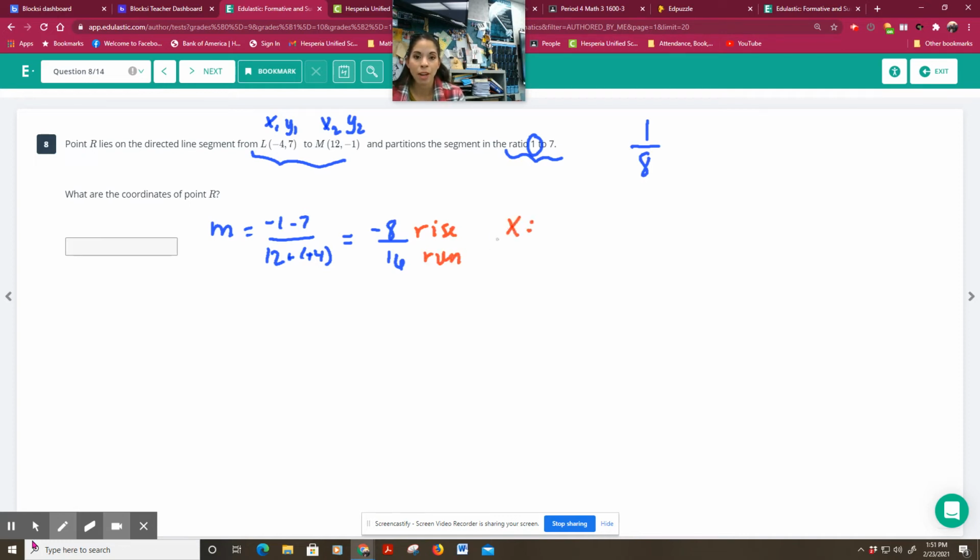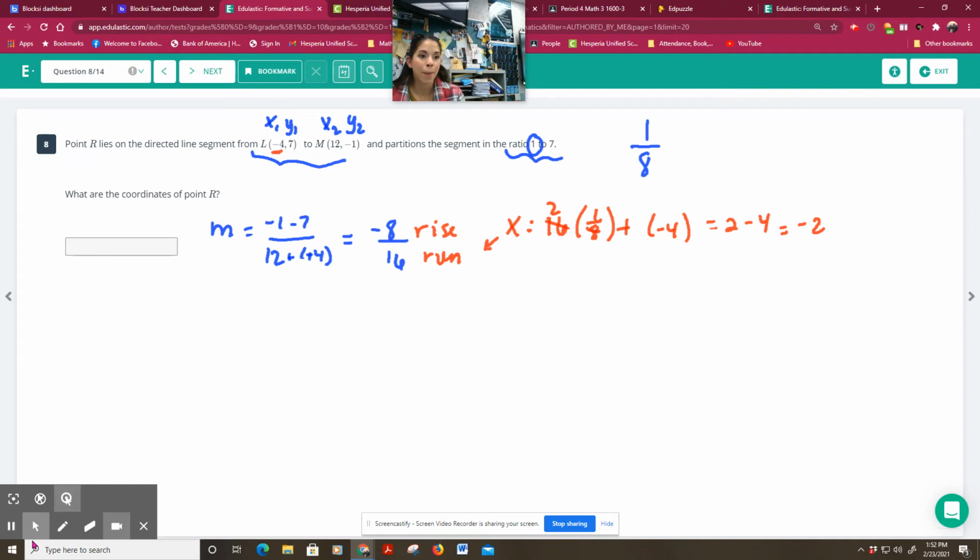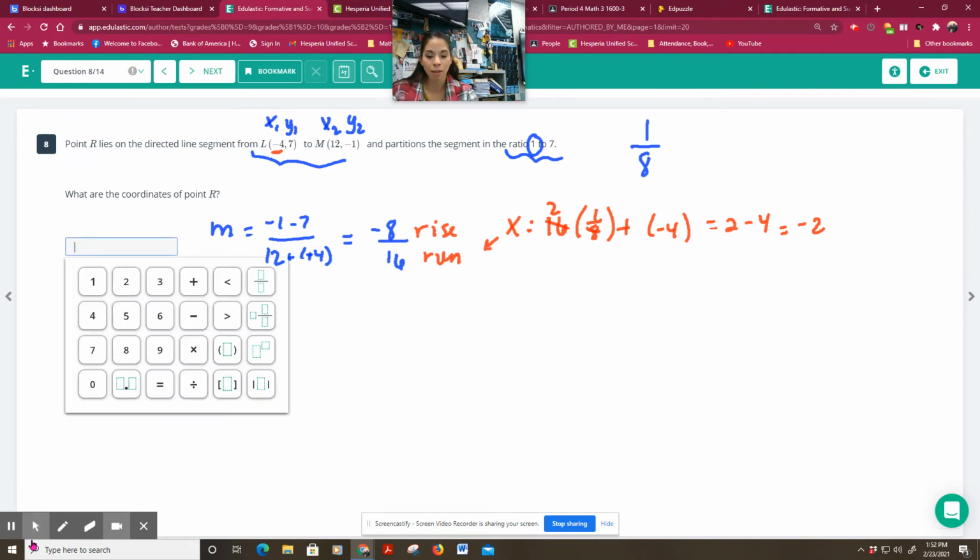Let's find the x coordinate. X comes from the run, which is 16. I have to take 1/8 of that, the percentage, and then add that to the x value of the starting point, which is a -4. What's nice about this is 8 goes into 16 twice. 2 times 1 is a 2. 2 minus 4 is -2. So my x coordinate of point R, coordinates, so I need parentheses, is a -2.